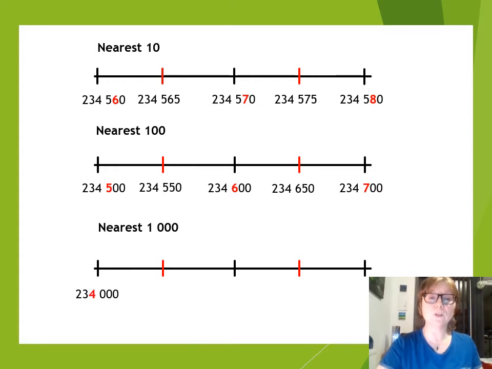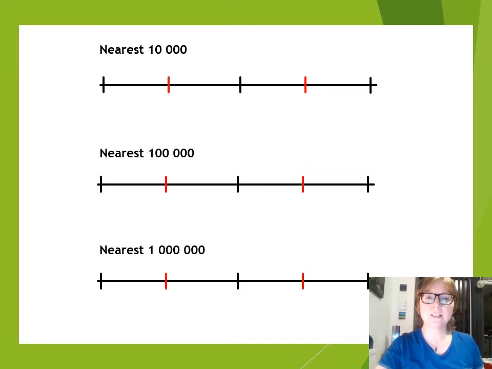And lastly, if we look at multiples of 1,000, you can see that the thousands digit in this case has been highlighted. And how do we recognise a multiple of 1,000? Well, it would have 3 zeros in the last 3 places. So 234,000, 235,000, 236,000. So the halfway point, halfway between 1,000, would be 500. So the next one would be 234,500, 235,500.